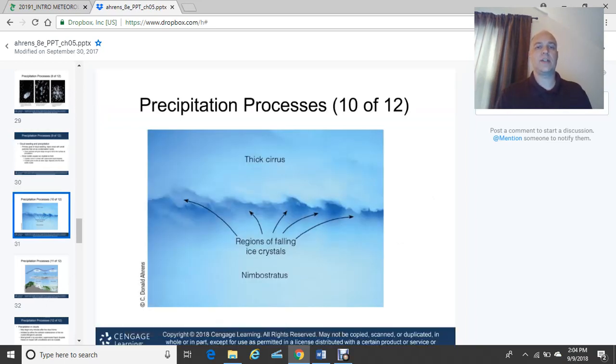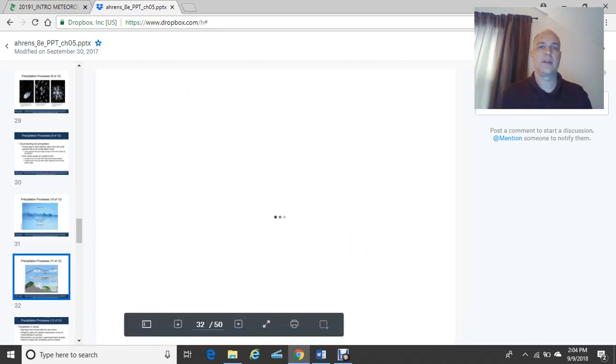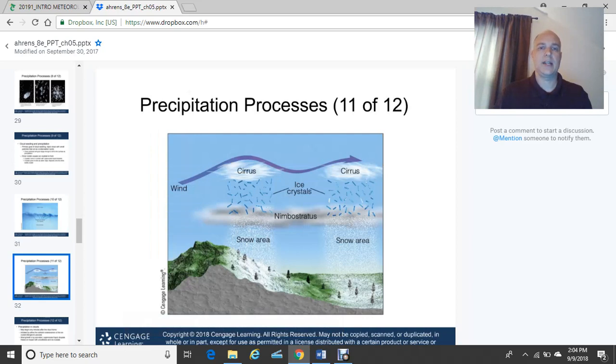So here's an example of cloud seeding. You have regions of falling ice crystals. This is an example of a nimbostratus cloud trying to get precipitation to come out of it. Here is another example of cloud seeding, and you notice the areas below the cirrus clouds in the diagram, those little speckles, those are the ice crystals coming out. We're trying to seed the nimbostratus cloud to produce the snow beneath it.